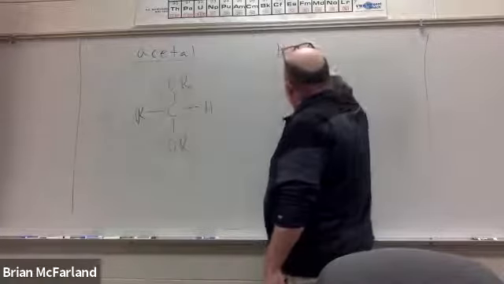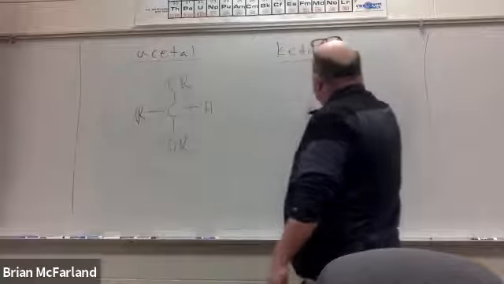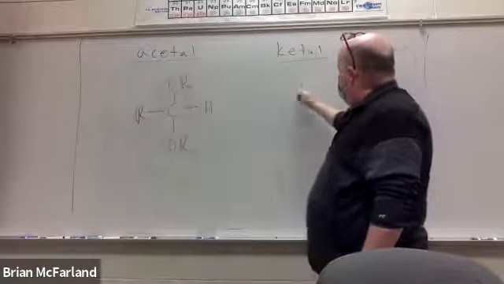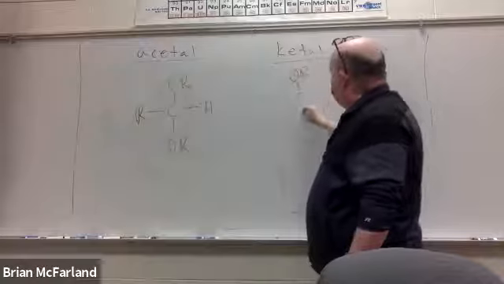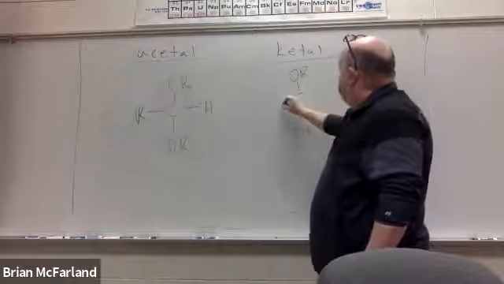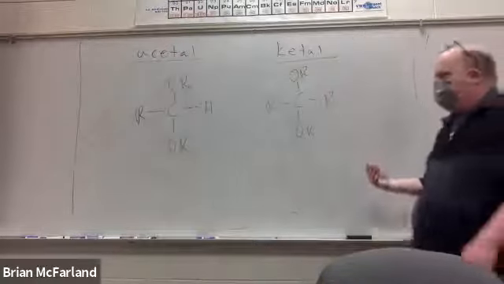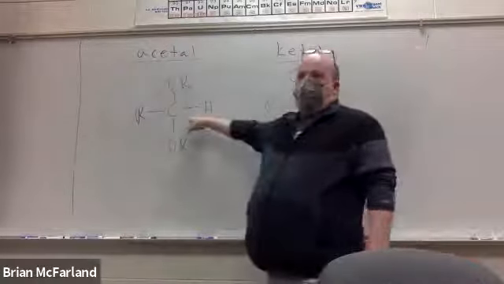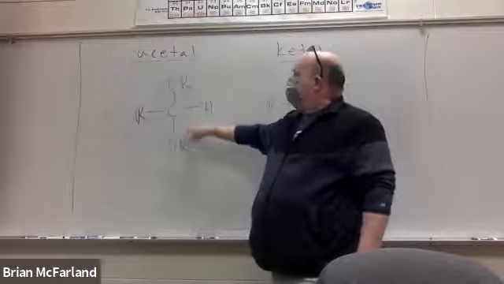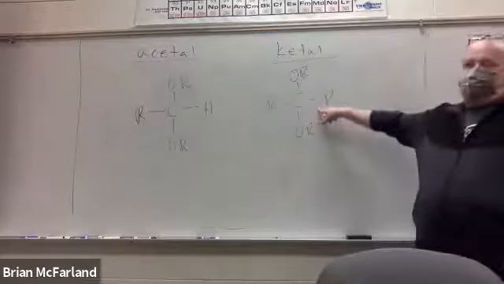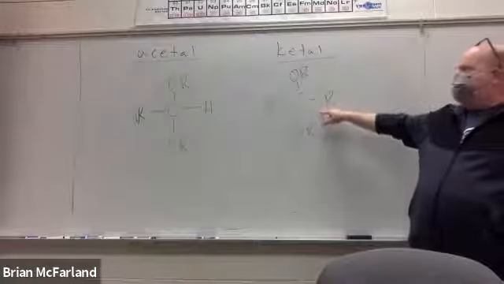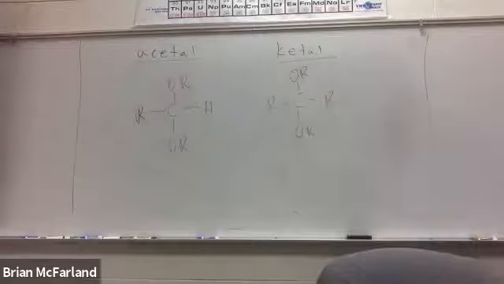Then we had something called a ketal, and that's the one that would have two R groups. Because basically, to make this, you start off with an aldehyde, right? To make this one, you start off with a ketone. You get it, ketone, ketal, right?